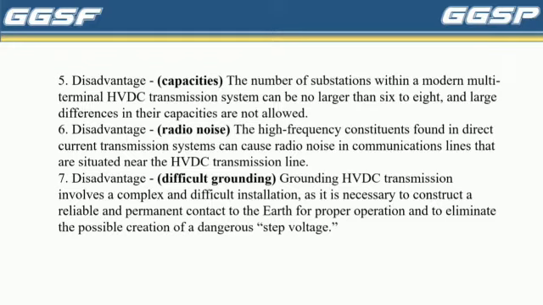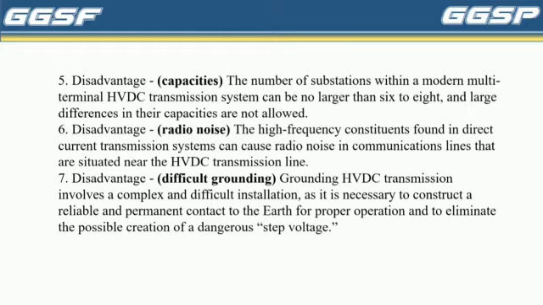Fifth disadvantage: capacities. The number of substations within a modern multi-terminal HVDC transmission system can be no more than 6 to 8, and large differences in their capacities are not allowed. Sixth disadvantage: radio noise. The high frequency constituents found in a direct current transmission system can cause radio noise in communication lines that are situated near the HVDC transmission line.